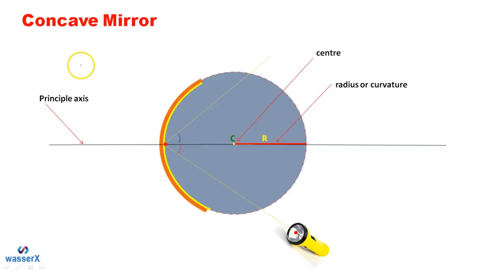Okay, now let me show you some animations so that you can get a clear visual understanding, and after that we'll also understand the different parts of this concave mirror. So let me show you the animation first of all.